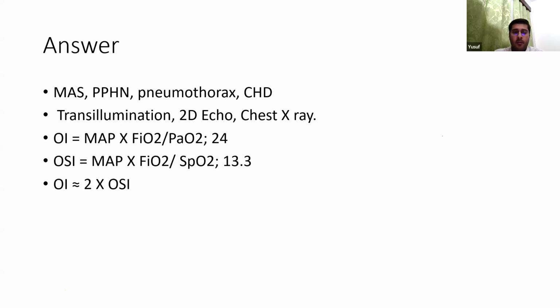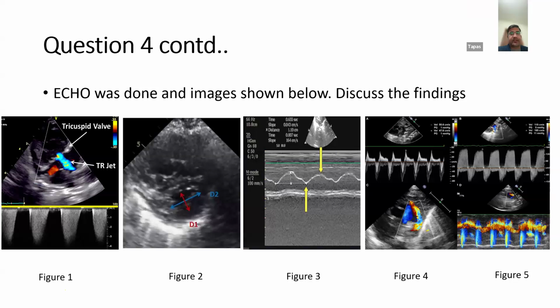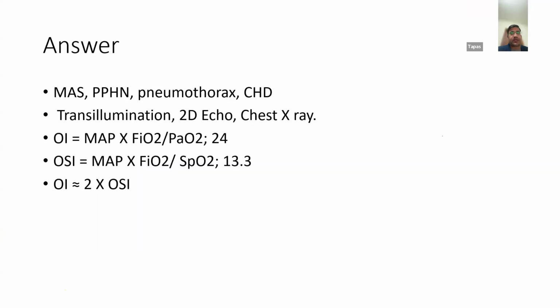So OI is calculated as MAP into FiO2 divided by the arterial oxygen, that is PaO2, the partial pressure of oxygen, which is calculated in the blood gas. And OSI, since you cannot always be doing invasive ABGs for all babies, is a surrogate marker. We use OSI, where instead of PaO2 we use the SpO2. And what is the relationship between OI and OSI? It is almost 2. So OI is approximately 2 times the OSI. So MAP in this case will be 12, and OI will be 24.